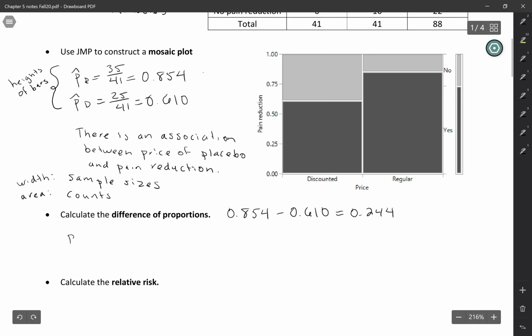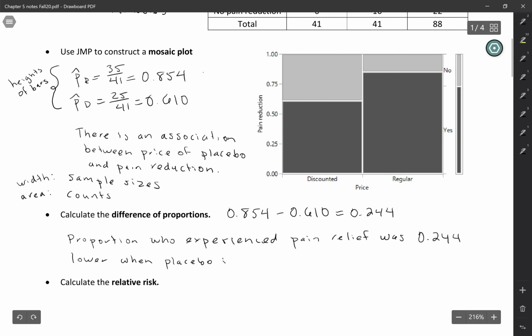So to interpret this, we could say that the proportion who experienced pain relief, that's a lot to write, there's probably a faster way to write that, proportion who experienced pain relief was 0.244 lower when the placebo was "discounted." And I'm just going to put that in quotes because obviously it was just sort of being told to them that it was a different price.